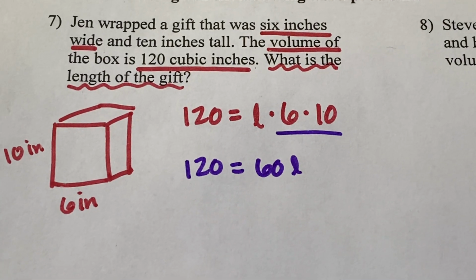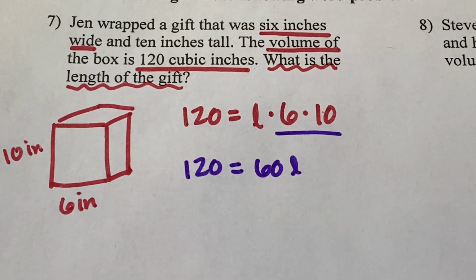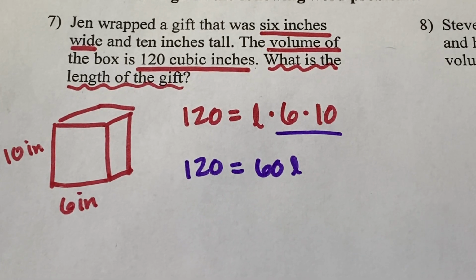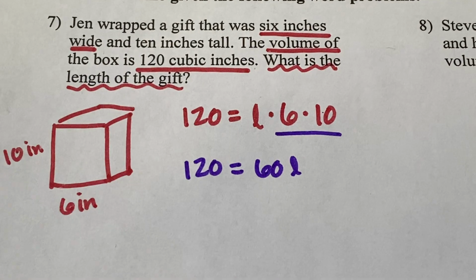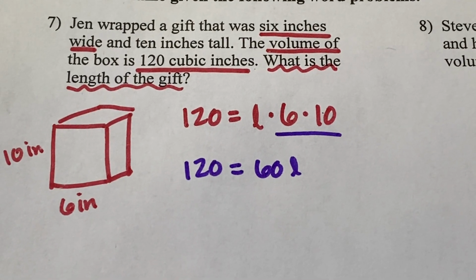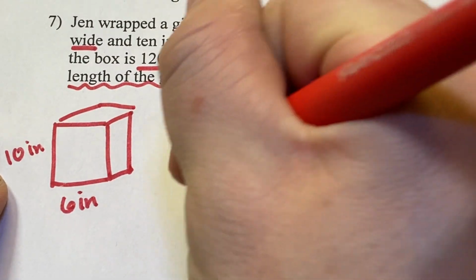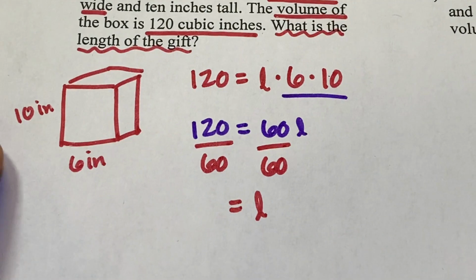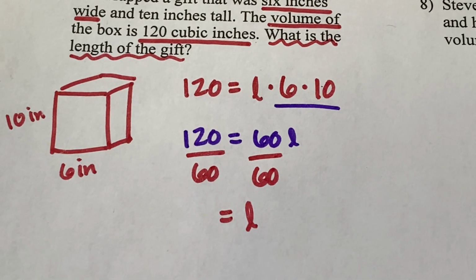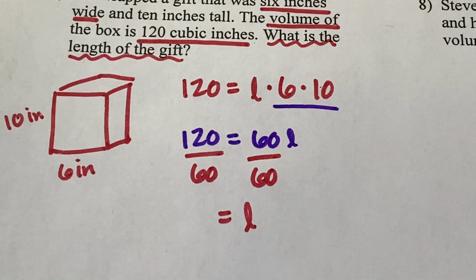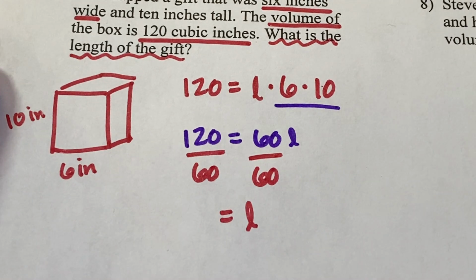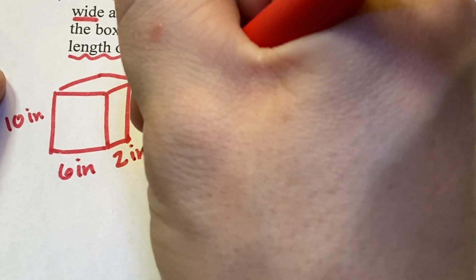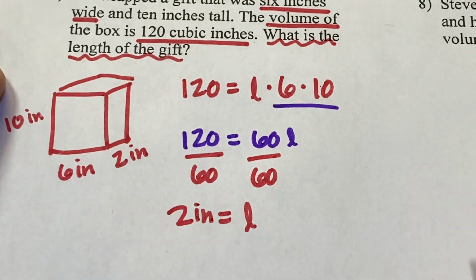This is a one-step equation, meaning there's only one thing I got to do to get L by itself. How do I get rid of that 60? I divide. It's being multiplied by 60, so I need to divide it by 60. Okay, well, what is 120 divided by 60? That's going to give me my length. 120 divided by 60. 2. So we now know that the length of this gift is 2 inches.